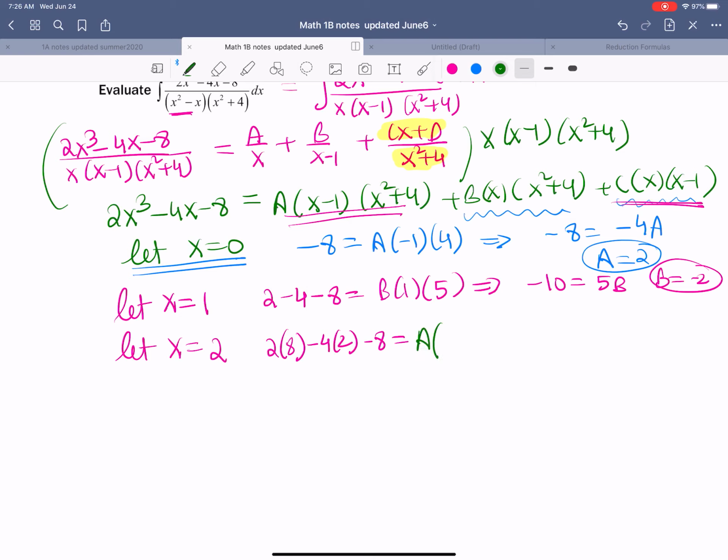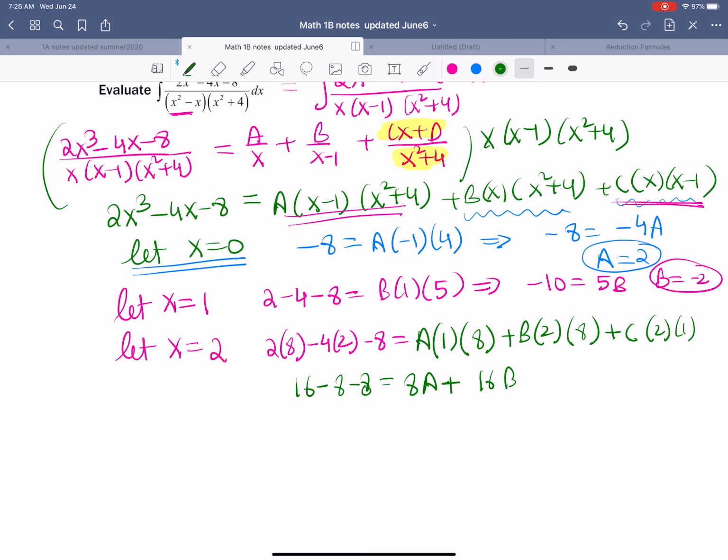and the right hand side would be 2 minus 1 is 1, 2 squared is 4 plus 4 is 8, plus b times 2, 2 squared is 4 plus 4 is 8, plus c times 2 minus 1 is 1. Let us clean up a little. 16 minus 8 minus 8. So that is 16 minus 8 minus 8, which is 8a plus 16b plus 2c. Okay, 8a plus 16b plus 2c.